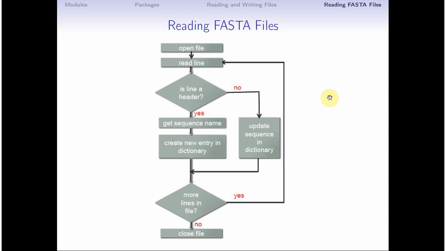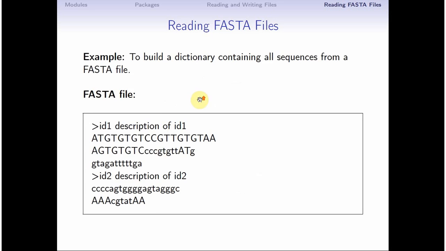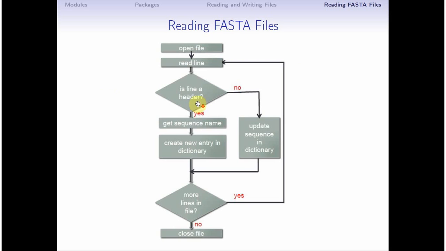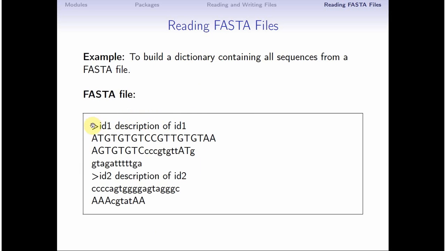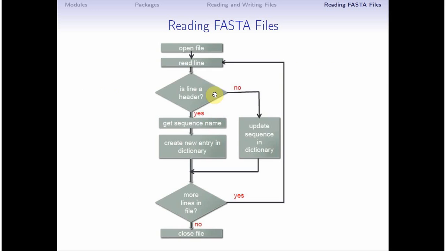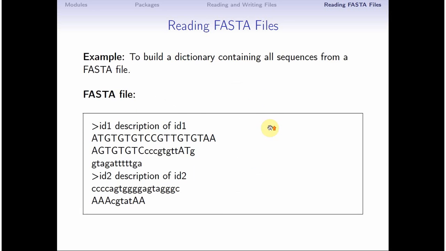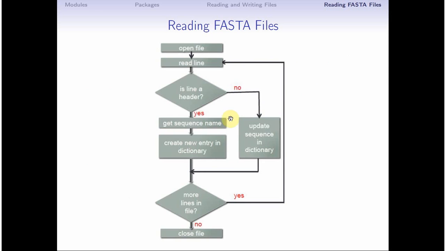So how do we read the FASTA file? This is the so-called mind map of it. We try to open the file and read the file line by line. We check whether it is a header. A header means just the arrow. If yes, you get the sequence name, which is the first part, and create a new entry in the dictionary. Then, are there more lines in the file? You read the next line. If it is not a header, we update the sequence in the dictionary, so this sequence will be saved under this name. We loop through, and you repeat until there are no lines anymore. Then you close the file.